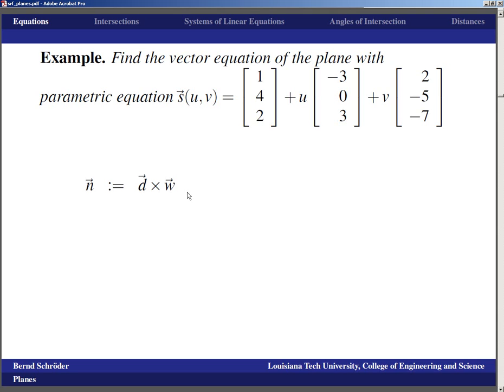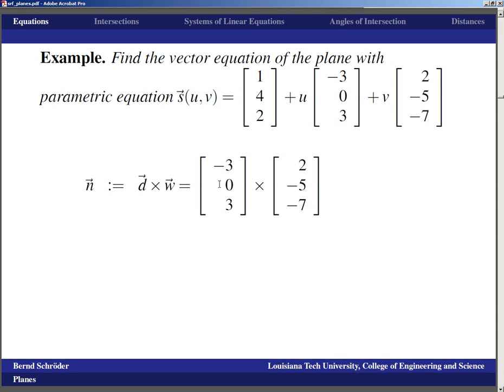The normal vector is just the cross product of the 2 direction vectors, so it'll be negative 3, 0, 3 cross 2, negative 5, negative 7. How do we compute the cross product? Well, for the first component, we blot out the first row and do a cross multiplication here, so we get 0 minus negative 15, so the first component will be 15.